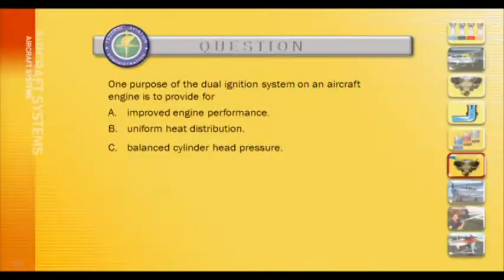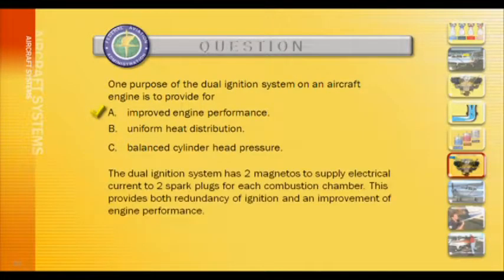The question again: one purpose of the dual ignition system on an aircraft engine is to provide for A, improved engine performance. A reminder, the dual ignition system has two magnetos to supply electrical current to two spark plugs for each combustion chamber. This provides both redundancy of ignition and an improvement of engine performance.